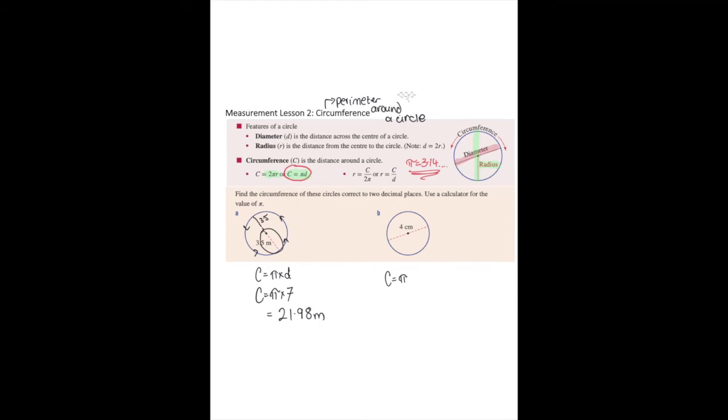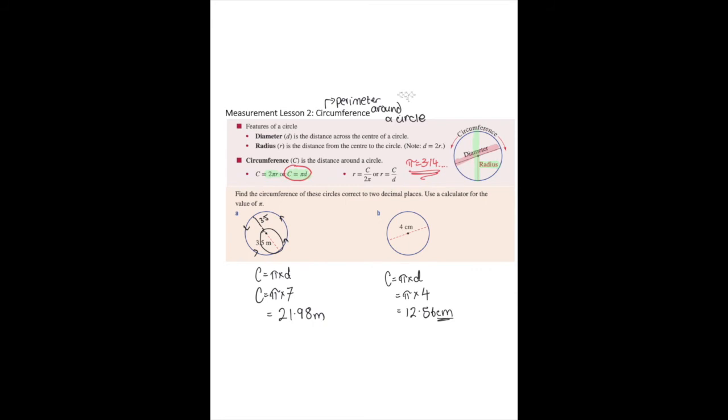Next one here. Circumference is pi times diameter. Pi times 4. The diameter, the distance across the circle, is 4. So 4 times pi. There is a pi button on your calculator, so have a look for it. That comes to 12.56 centimeters. Don't forget your units. How good's that?